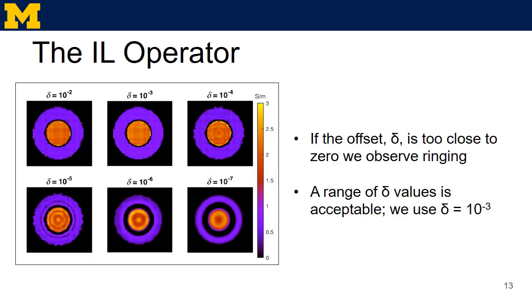In our experiments, we varied this small offset delta from 10 to the minus 2 to 10 to the minus 7. And we observed that if the offset is too close to 0, we see quite a bit of ringing in our results. Now it appears that any of these small offsets between 10 to the minus 2 and 10 to the minus 4 would be acceptable. So in the rest of the results, we use delta equals 10 to the minus 3.